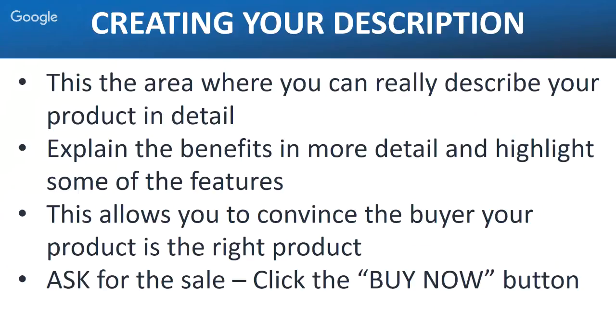Don't forget your bullet points. You've only got 500 characters. Here, you've got a little bit more space. Okay, you've got 2,000, I think it's 2,000 characters, maybe 2,500 characters for your description. Use it. So let the potential buyer understand more information about your product. This allows you to convince the buyer that your product is the right product for them.